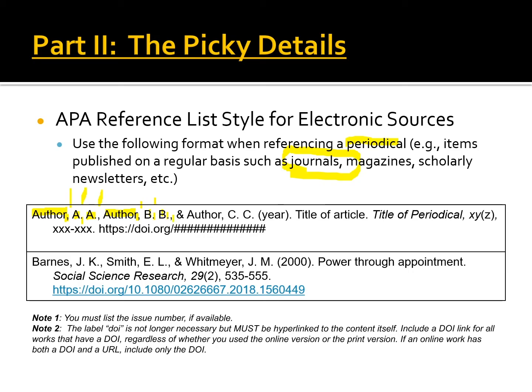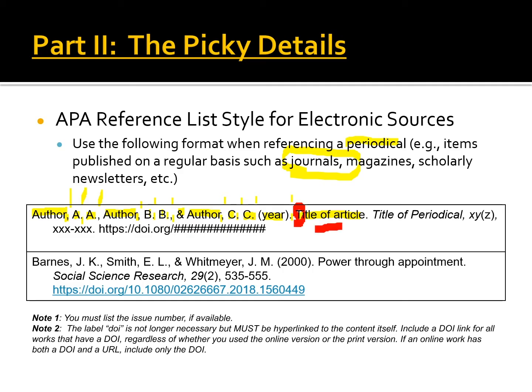And then we have the second author's surname, followed by a comma, space, first initial, period, space, second initial, again, if it is available, period, comma, space, the ampersand symbol, then the final author, comma, space, first initial, period, space, second initial, period, then a space. Then in brackets, the year that the article was published, close those brackets, period, space. Then we have the title of the article itself.